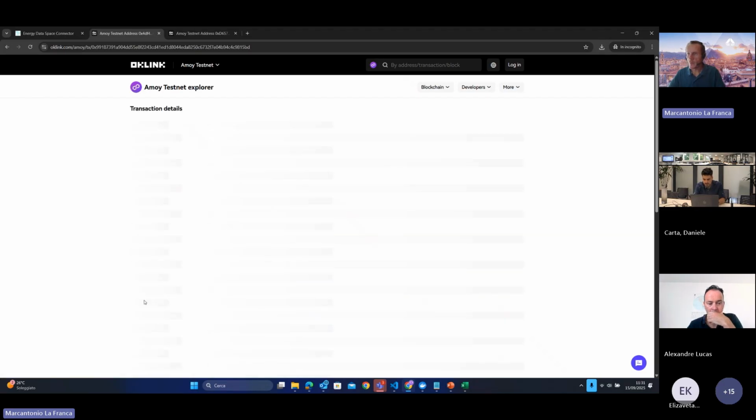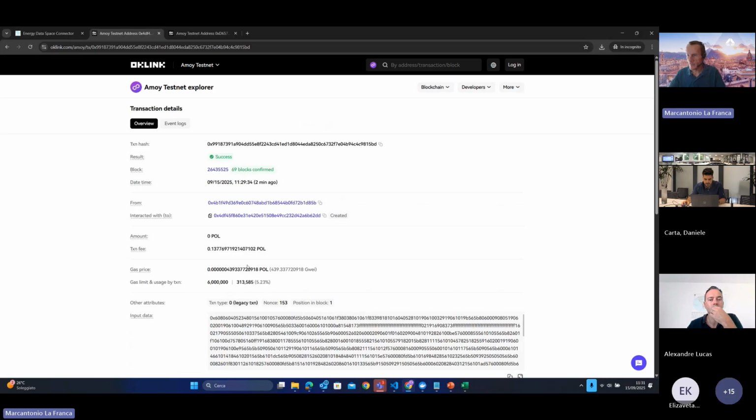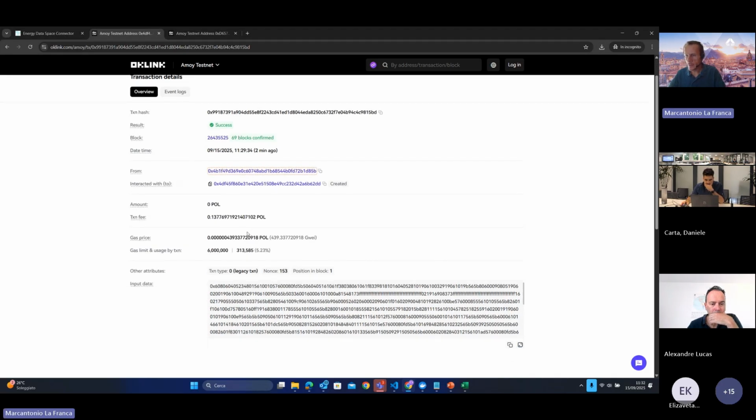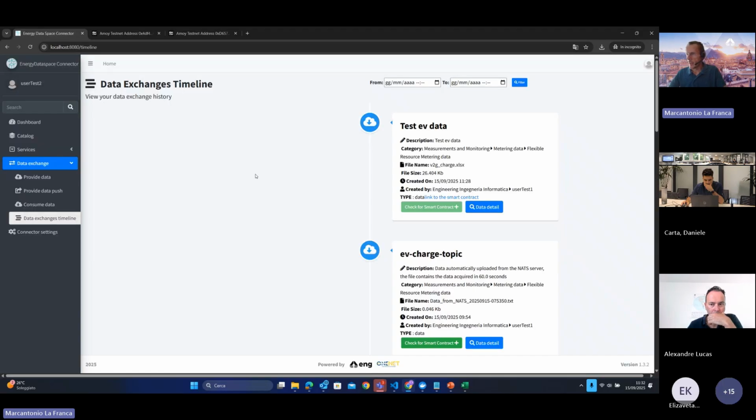This comes with some information about the time, the complete date and time, the transaction hash, the fee, and the input data that we saved in this transaction. So we use a smart contract deployed on Polygon to also trace the data exchanged. This completes the data exchange demo.